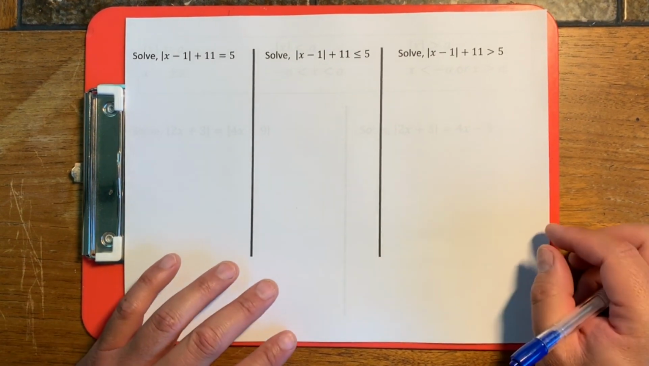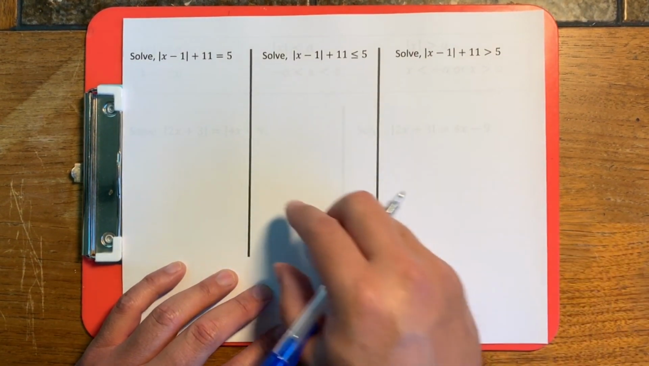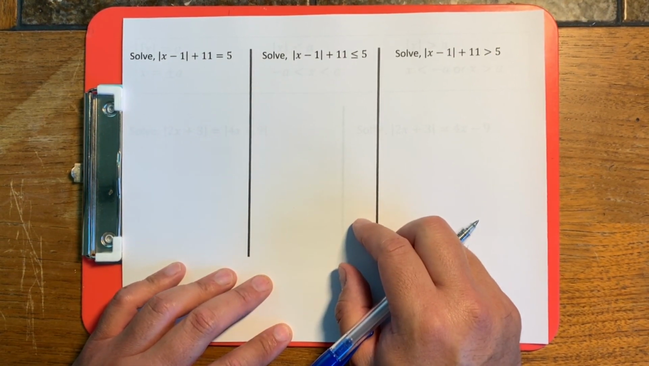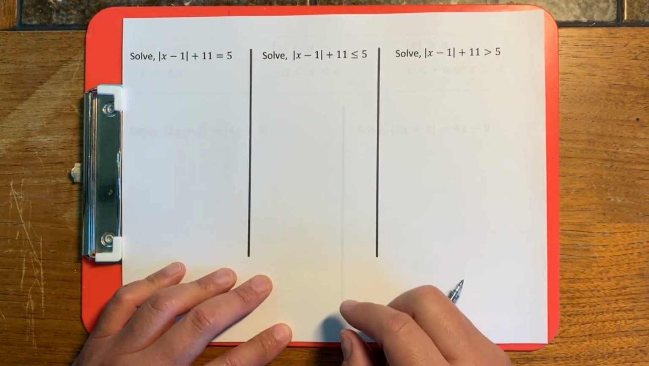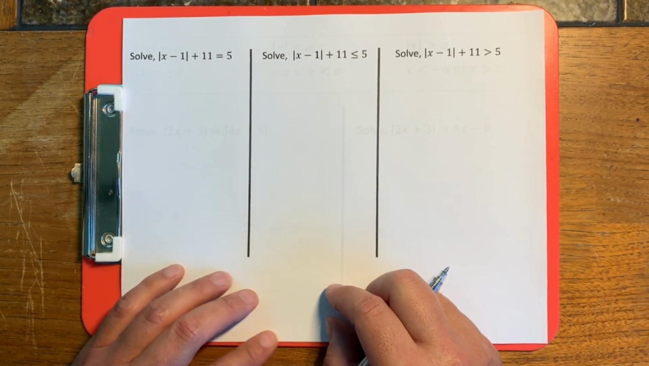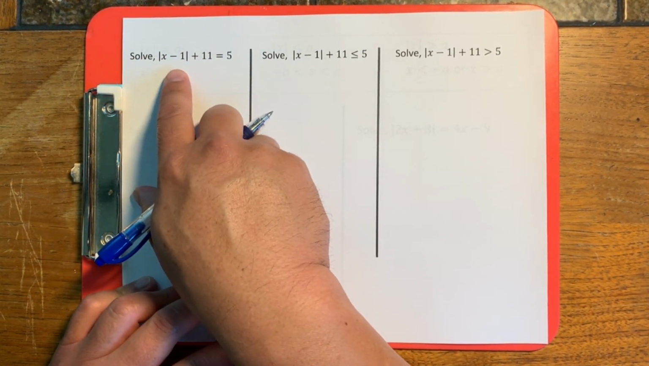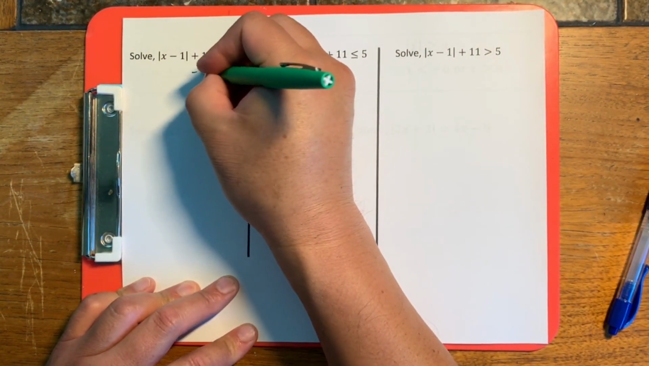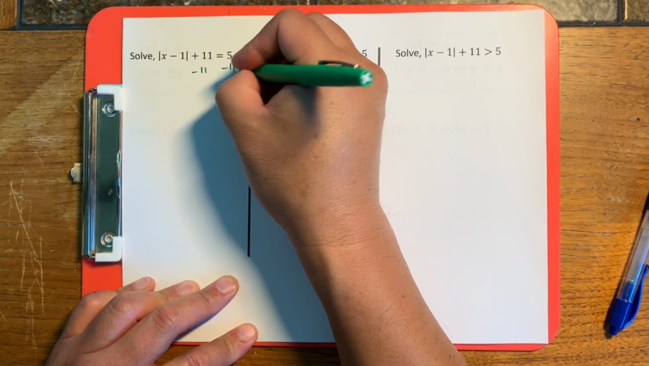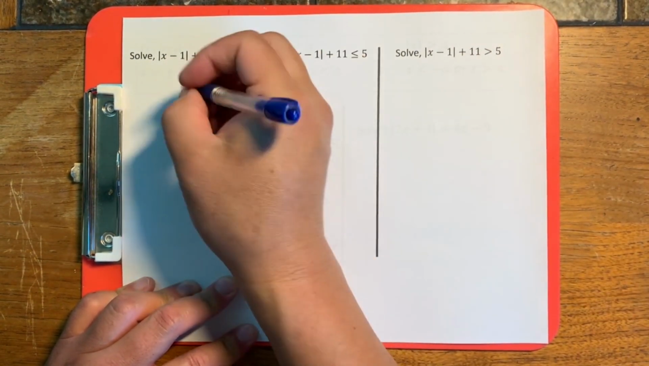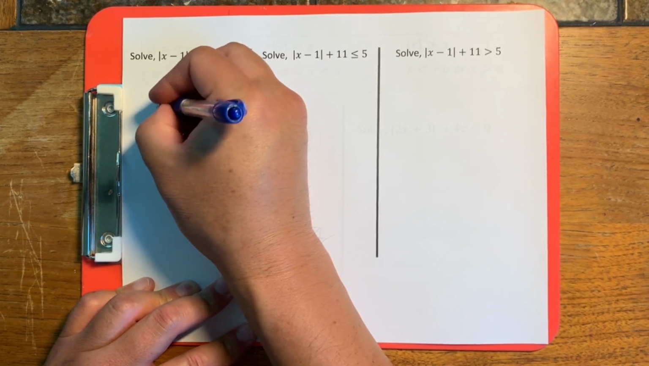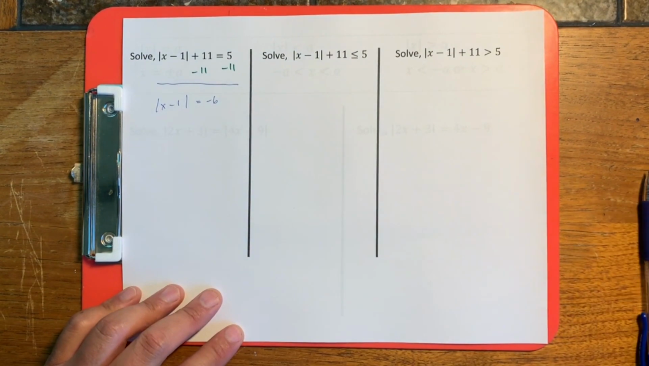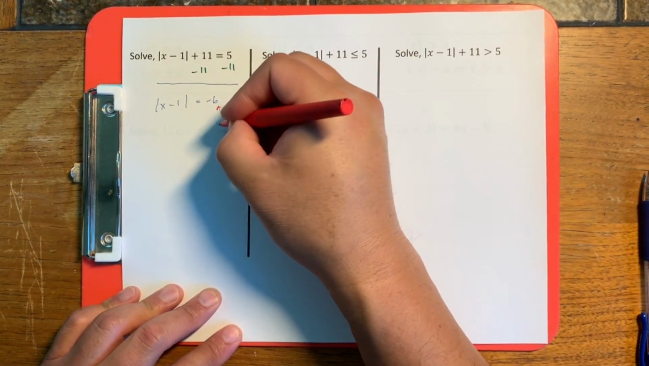Now, let's try these problems. We talked about having to check whether the right side is negative or not. Let's actually show you what happens when the right side is negative. So the first thing we want to do is isolate the absolute values. So I'm going to subtract 11 from both sides. And I get, so we see that over here, this is a negative number.